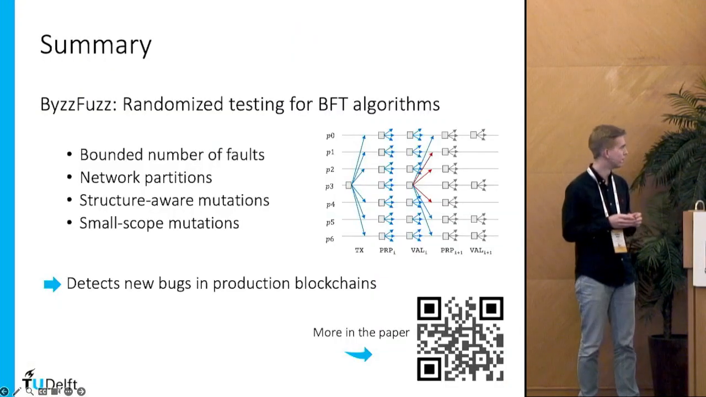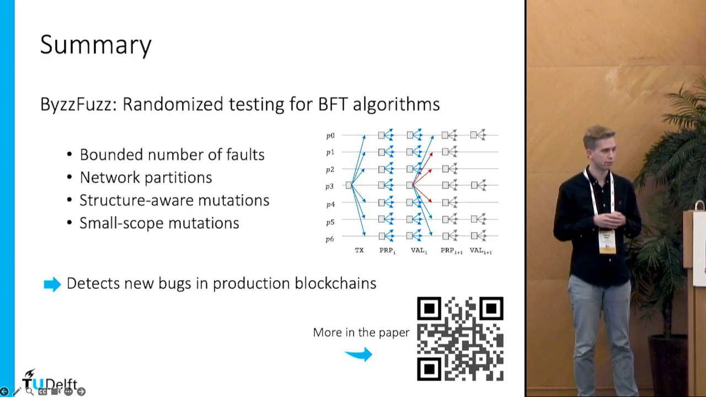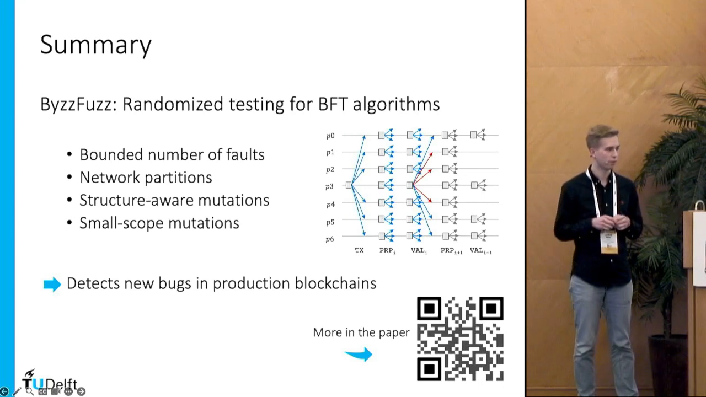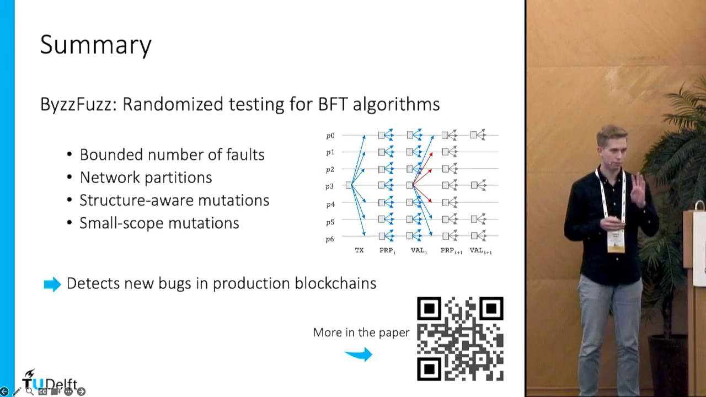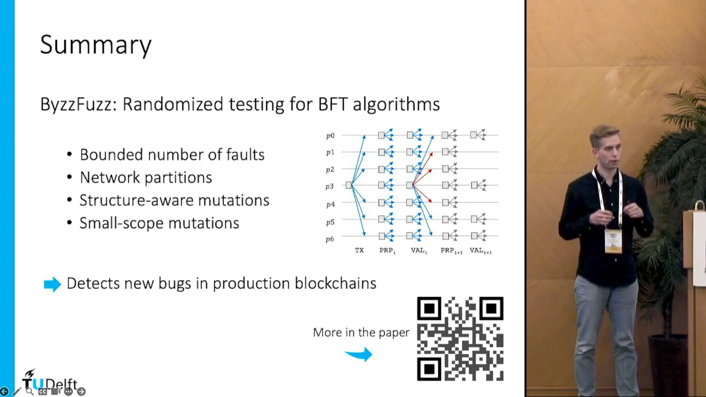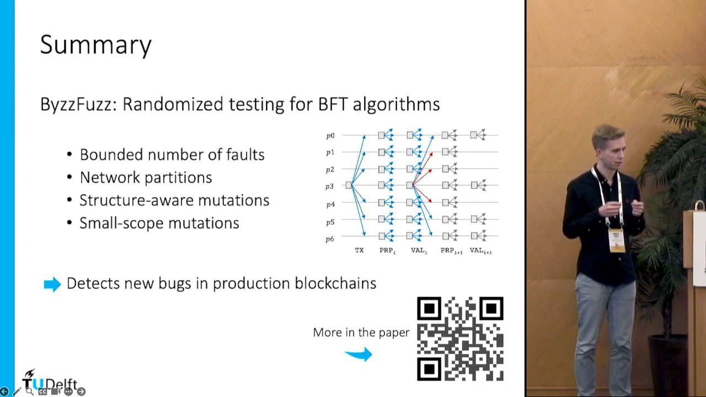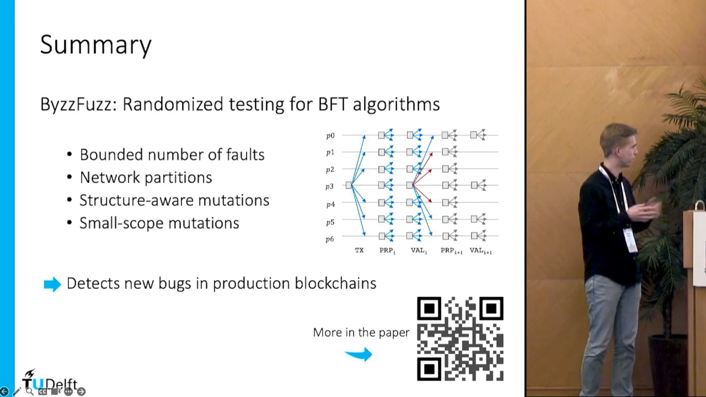To conclude, I've shown you ByzzFuzz, which, to the best of our knowledge, is the first randomized testing tool for Byzantine fault-tolerant algorithms that found actual BFT bugs in production blockchain systems. It relies on the 4 key insights of bounding the number of faults in order to ensure progress, of simulating network partitions because they can often expose buggy scenarios, and it uses structure-aware and small-scope mutations, where I place an additional emphasis on the small-scope mutations.